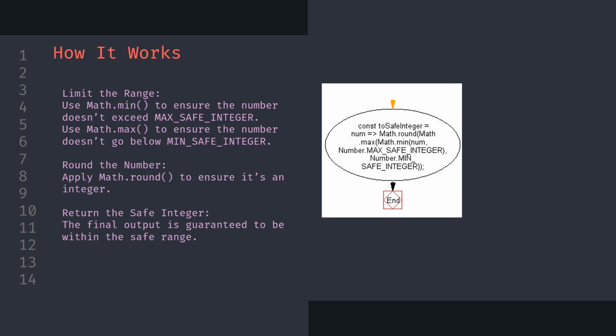Here's how it works. The function first limits the range, then rounds the number, ensuring it falls within JavaScript's safe integer limits.